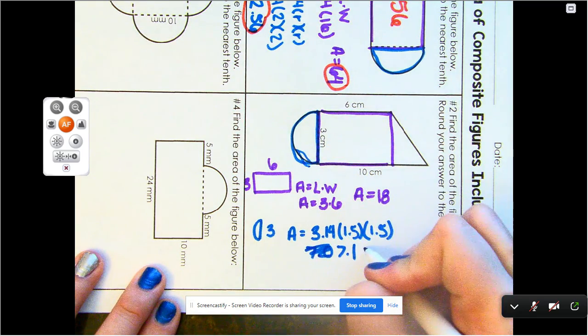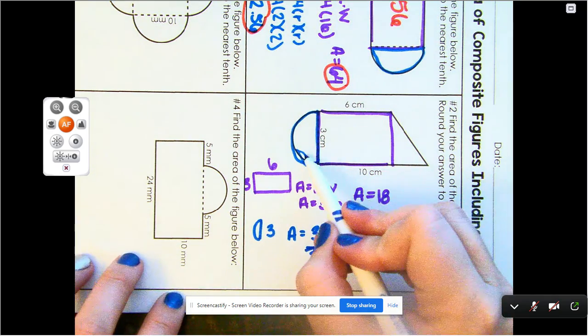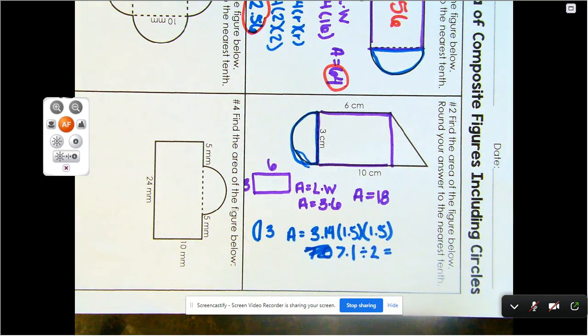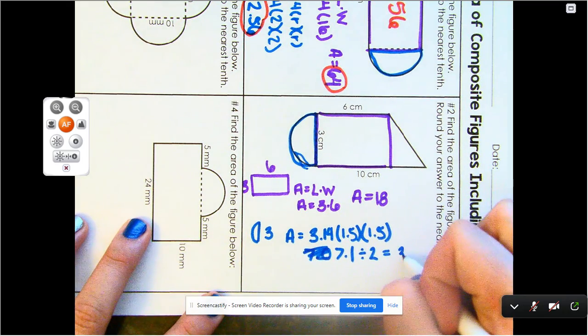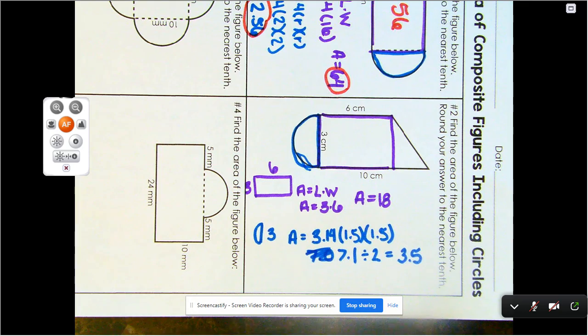So I need to take this particular area and cut that in half because, again, the half circle was only given. So 3.5 is my area for the half circle or the semicircle.